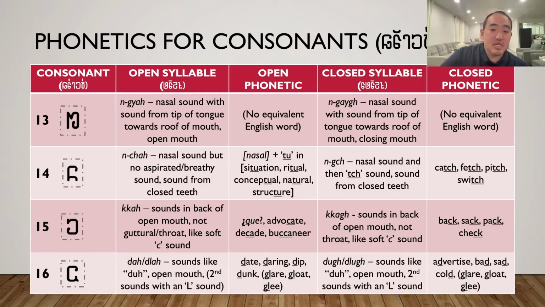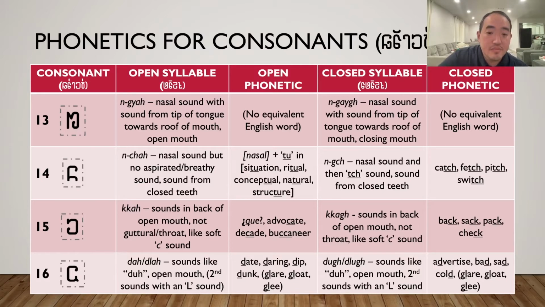Now for number 16, this consonant is pronounced da, dug. Now this one also has another sound, which if you remember earlier, I mentioned that there is a white Hmong dialect and a green Hmong dialect. So the white Hmong dialect is da, dug. For the green Hmong dialect, it'll be gla, glug.